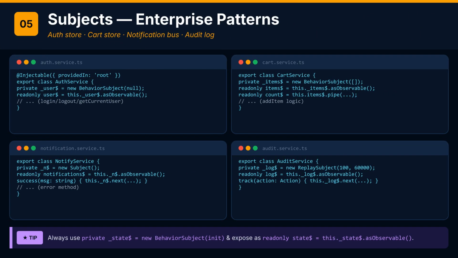Enterprise patterns for subjects. We see examples for an auth store, cart store, notification bus, and audit log. A best practice is to always use a private subject with a behavior subject for state and expose it as a read-only observable via asObservable to prevent external next calls.